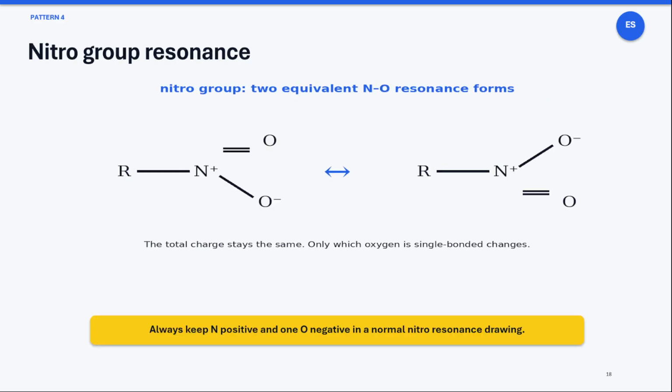A nitro group usually has nitrogen with a positive charge and one oxygen with a negative charge. The negative oxygen can switch sides through resonance, but the total charge stays the same. One oxygen is single bonded and negative. The other oxygen is double bonded. In the other resonance structure, they switch roles. For nitro groups, remember, keep nitrogen positive, keep one oxygen negative, and let the oxygen positions switch.